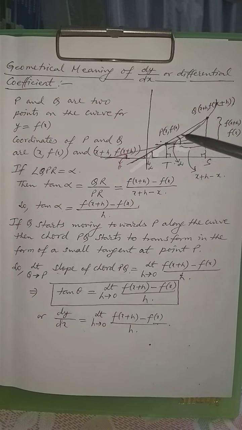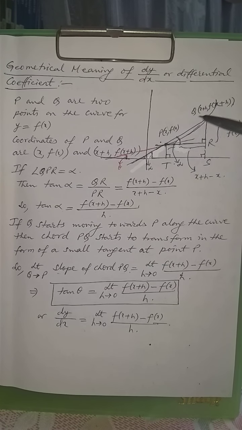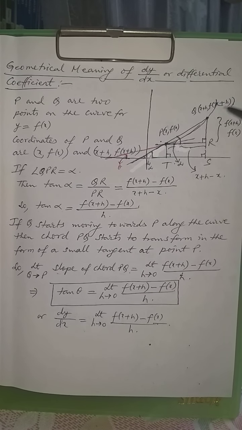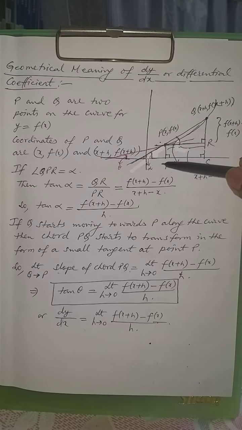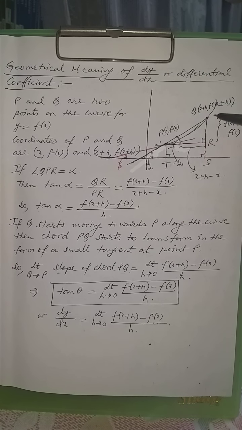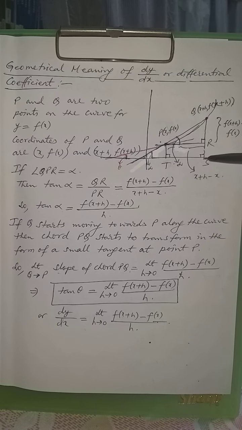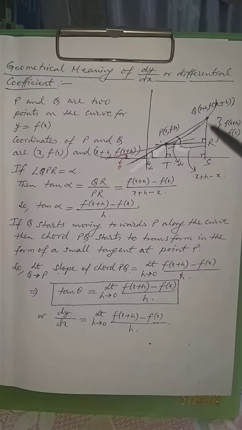Now along the curve we have taken two points. The first one is P, the coordinate of this point is (x, f(x)), and another point Q, (x plus h, f(x plus h)). Alright, that is Q. Now from this point P we have dropped a perpendicular on the x-axis that represents T, and from this point Q we have dropped a perpendicular QS on the x-axis, and another perpendicular is dropped from P on this straight line, that is PR.